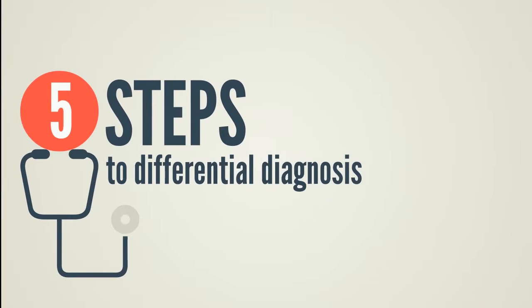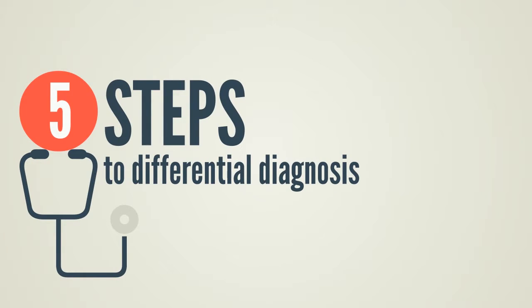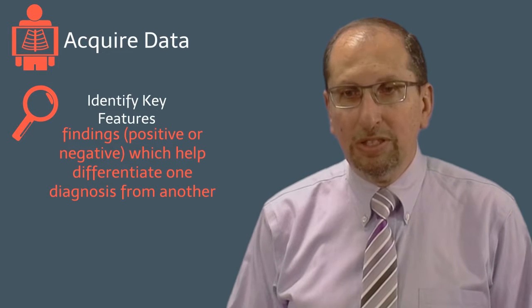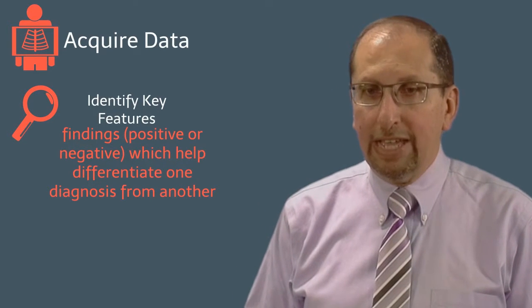And there are 5 steps so we can reach this differential diagnosis list. The first step is to acquire data. And this data, we're going to acquire it using the history and physical examination as well as the tests. Then the second step is we need to identify the key features in this data. And the key features are the findings, whether positive or negative, that will help us to differentiate between different diagnoses.